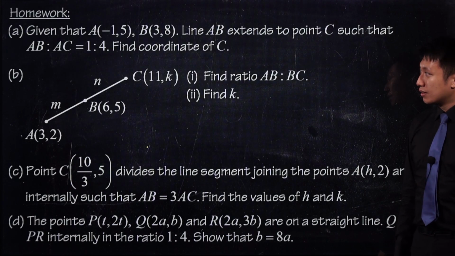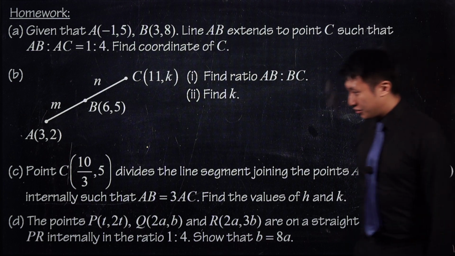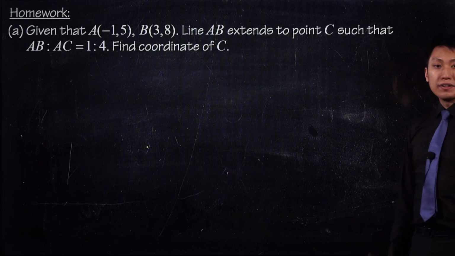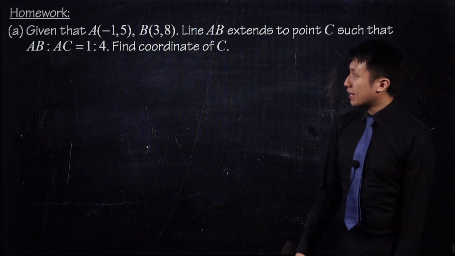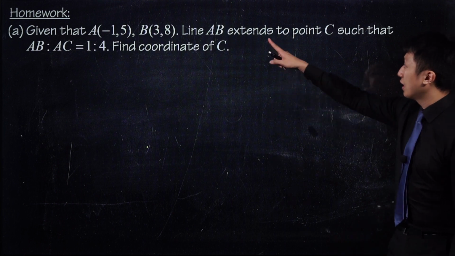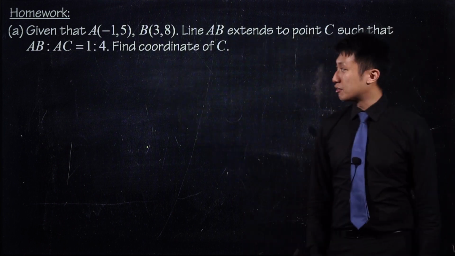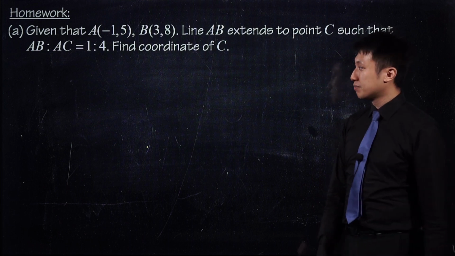Okay, right, homework. So I should just give you some space to write down the homework and pause the video to write down the homework. So first one here, you are given that line AB extends to point C such that AB to AC is 1 to 4. Find the coordinate of C.